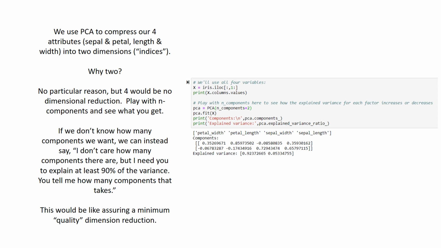One of the things about PCA is it's actually pretty flexible in terms of how many dimensions you want to look at. So this line here, if we don't know how many components we want, we can instead say, I don't care how many components there are, but I need you to explain at least 90% of the variance. So instead of k-means, where we have to decide how many categories, we can say we want two dimensions, or we can say, you tell me how many dimensions there are by looking at the data. But then you have to say, what quality of fit are you looking for?